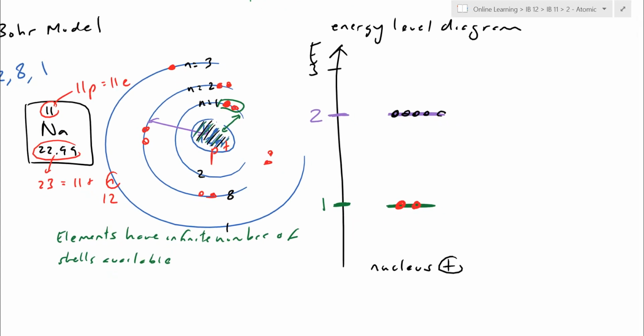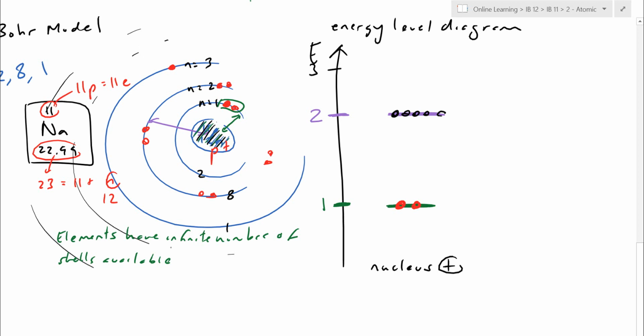There's one other comment I want to make. Elements do have an infinite number of shells available. You'll notice I've drawn sodium here with 3 shells. What about sodium's 4th shell or 5th shell? In fact, sodium does have shell 4, does have shell 5, but because I don't have enough electrons to occupy those ones, it's going to pretend as if they're not there.